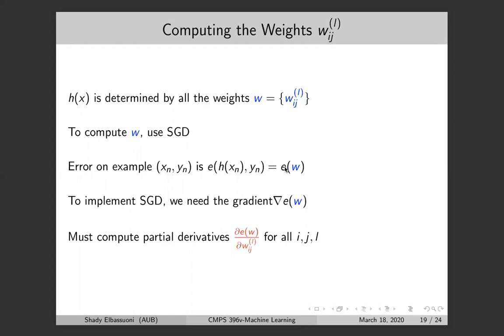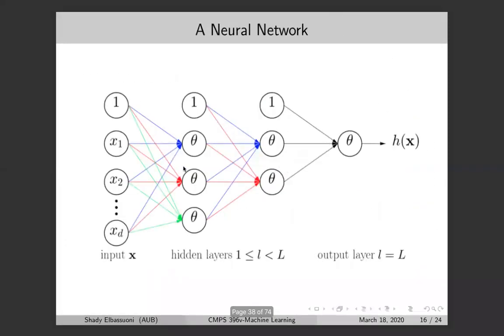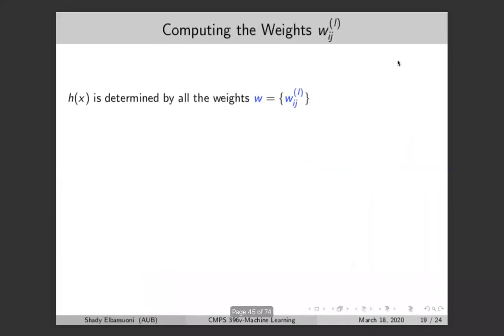Okay, so back to this thing. Ideally, we want to compute the weights here on these edges. So I'm going to do the following. I have an error here. I'm going to differentiate the error with respect to every weight that I have, and that gives me the gradient. And use stochastic gradient descent to update the weight by setting it to the old weight minus eta times the derivative of the error with respect to the weight.